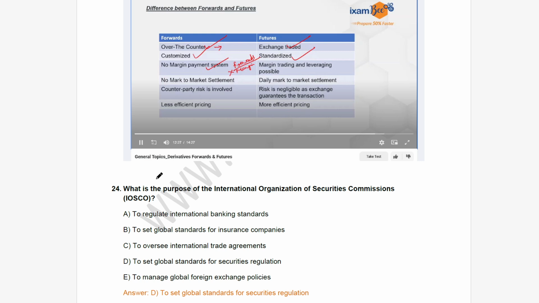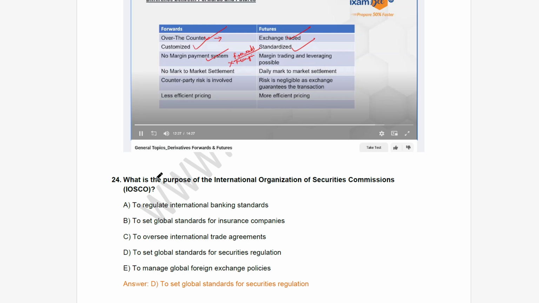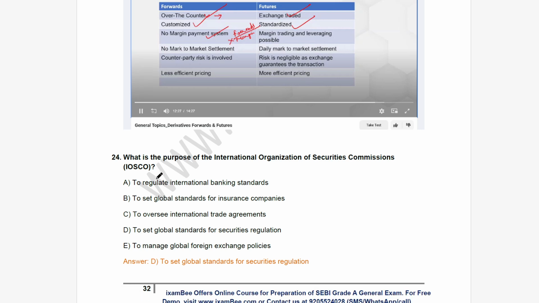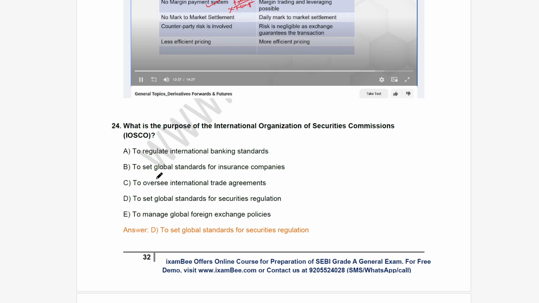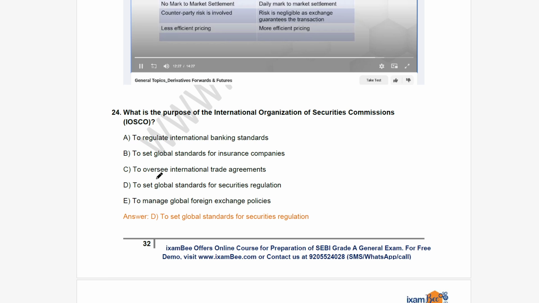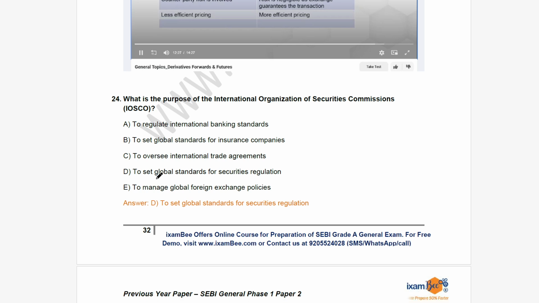They are over the counter, okay? So that's the most important feature that you should have concentrated on while going through this question. The next question related to what is the purpose of the International Organization of Securities Commission, or the ISCO.